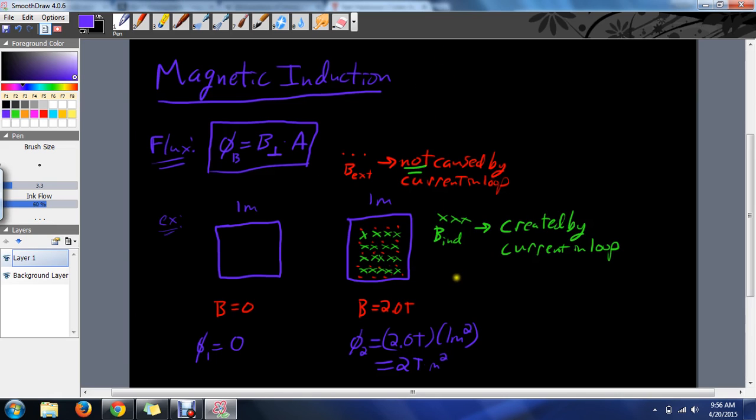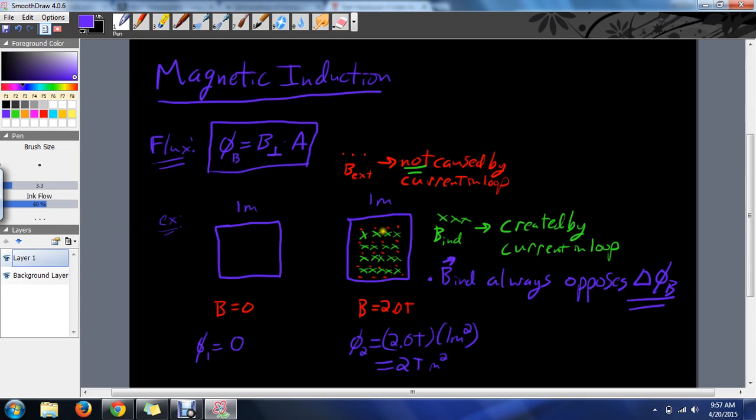So the induced magnetic field always opposes change in flux. I hope you guys are cool with this notation. That's delta, that's change in, and this is magnetic flux. So this is the whole point, guys. The induced magnetic field direction always opposes change in magnetic flux.